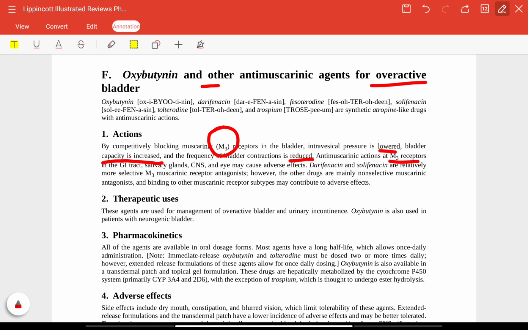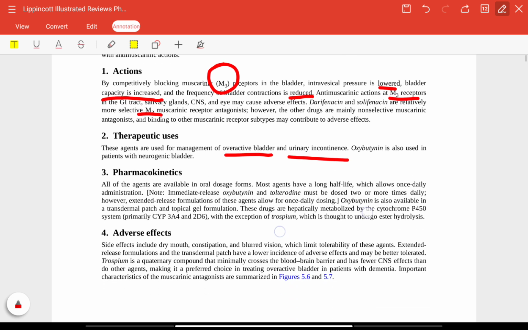Now darifenacin and solifenacin are relatively more selective antagonists. However, other drugs are non-selective. They will act on M1, M2 and M3. Now the therapeutic use is for overactive bladder or urinary incontinence. Oxybutynin is also used in patients with neurogenic bladder.